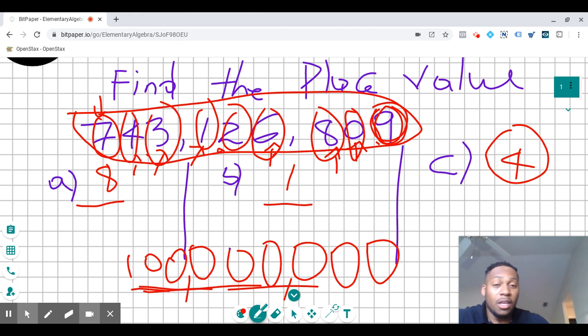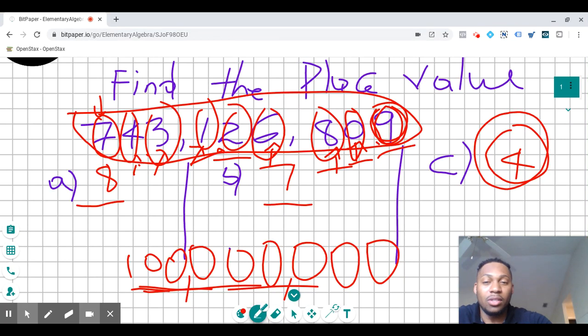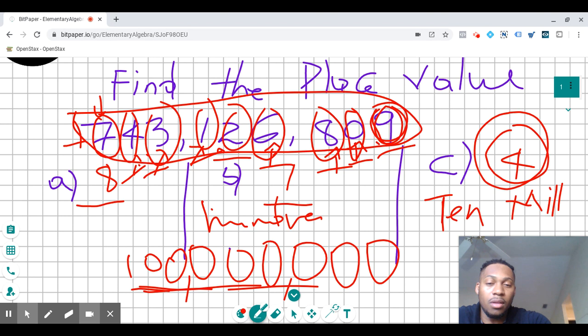So how did we call the 4? The 4 was right here. You start from the 9, ones, 10, 100, 1,000, 10,000, 100,000, a million, and this was the 10 million place. The 4 would be the 10 million place. And then what's the 7 called? The 7 we saw already, the 100 million place. And what about the 8?